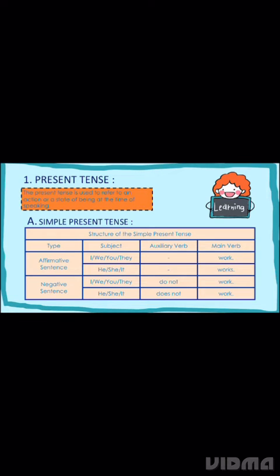In the affirmative sentence, the positive sentence, we do not add an auxiliary verb. Auxiliary verbs are basically the helping verbs that are used to help the main verbs in forming the sentences. In an affirmative sentence, no auxiliary verb or helping verb is used to help out the main verb. We just put the subject I, we, you, they and add the main verb.